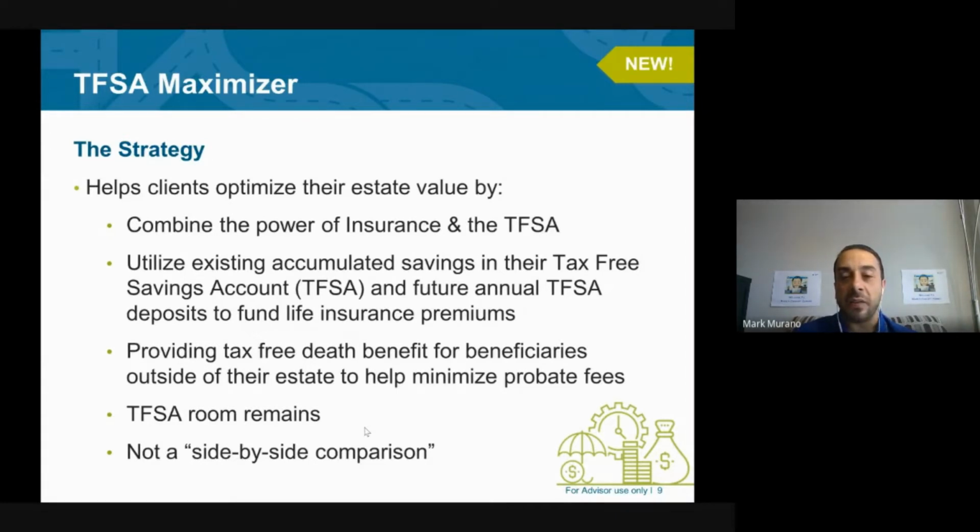We're going to provide a tax-free death benefit for the beneficiaries outside of the estate and minimize probate fees. And then we've now recreated more TFSA room by reallocating some of that money towards insurance premiums. And again, I've said this at the beginning, this is not a side-by-side comparison where the insurance is better than the TFSA. This is not one of those concepts. This concept is a matter of combining both into one strategy that ultimately builds a larger legacy value.